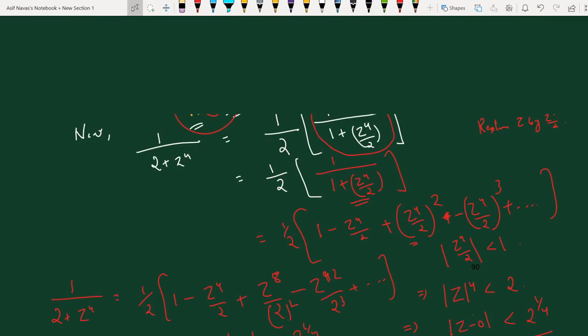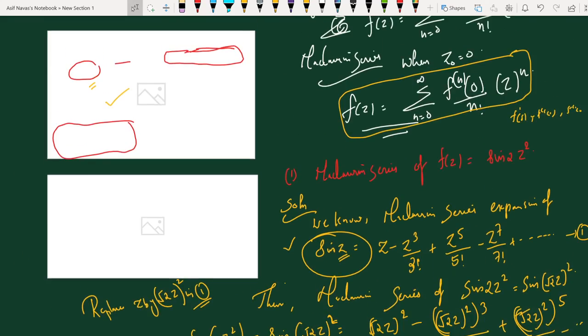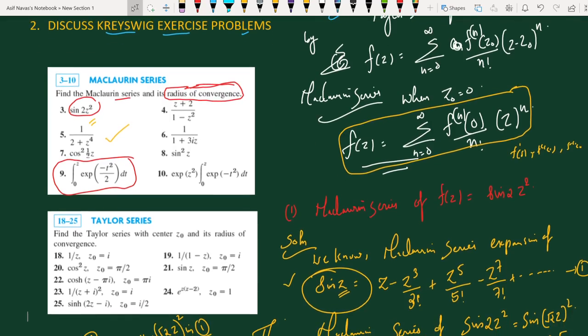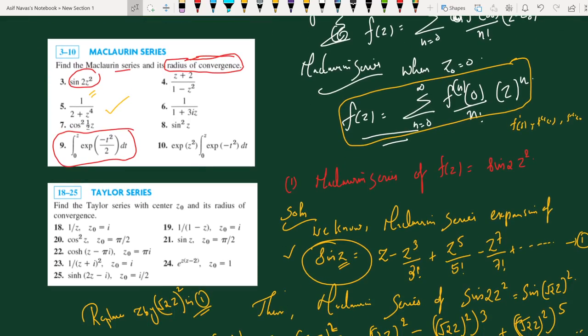Now we will do a problem in Taylor series, and we will discuss other problems. So I will do this problem. Find the Taylor series with the center z naught and its radius of convergence. Taylor series of 1 by z with the center z naught equal to I. So we can do that problem.